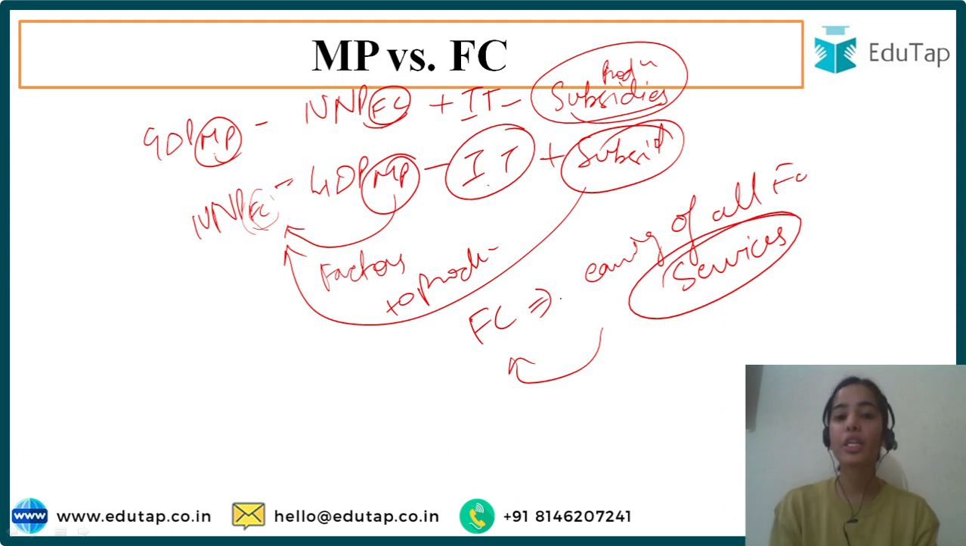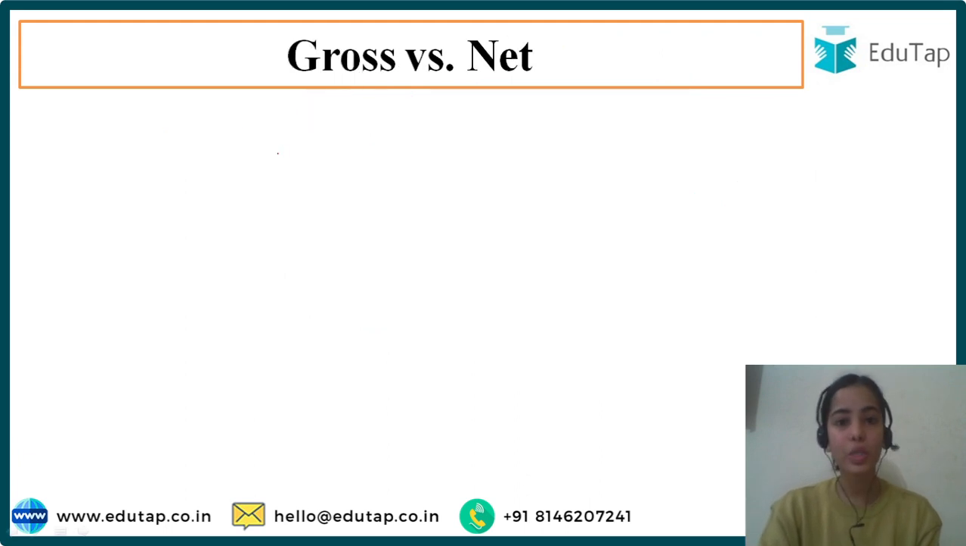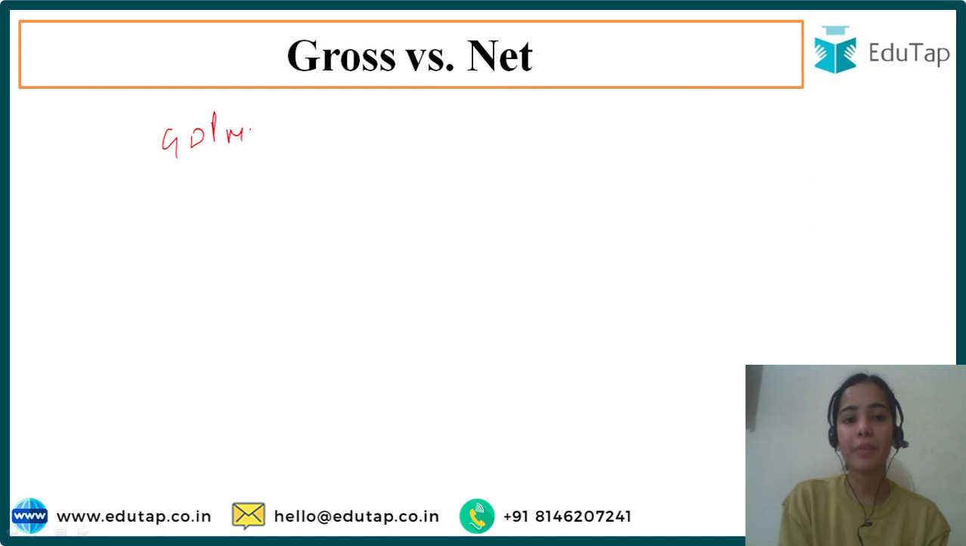I hope you have understood why we are adding the indirect taxes and deducting the production subsidies from the FC if we are going from the FC to the MP. So we have understood this logic. Now we can move forward to the other part, GDP MP and NNP FC. We have seen the FC and the MP, and P is the same. So now we are left with the gross and the net.